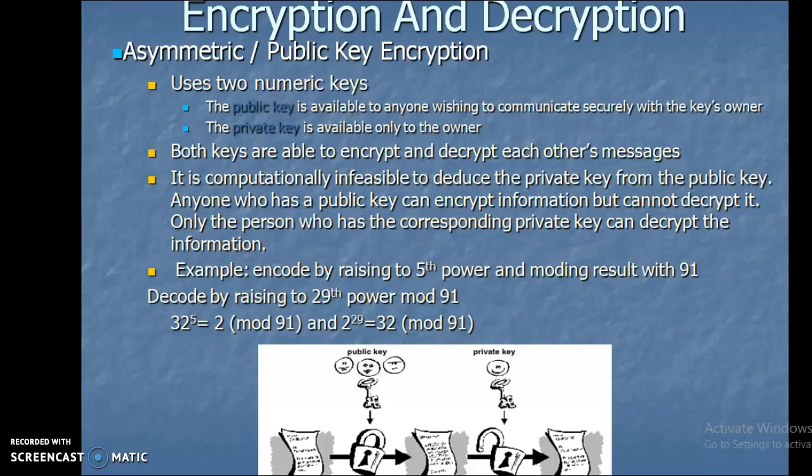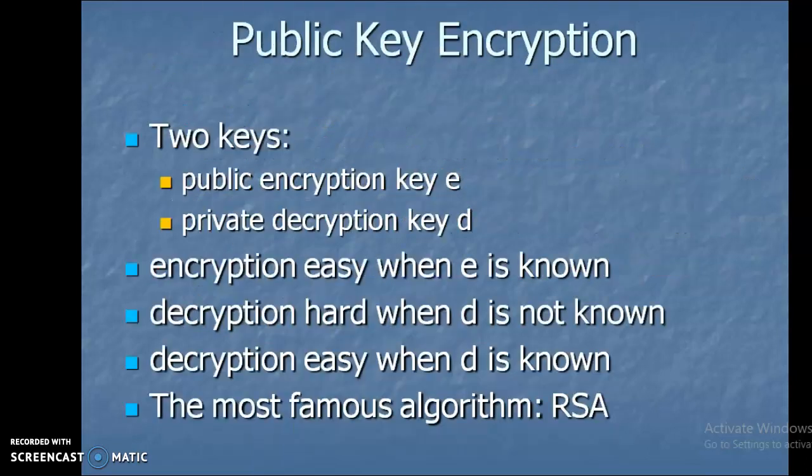So an example is given. Denote by raising to the 29th power mod 91. 32 to the power 5 is equal to 2 mod 91. 2 to the power 29 is equal to 32 mod 91. In public key encryption, encryption is easy when E is known. Decryption is hard when D is not known. Decryption is easy when D is known.